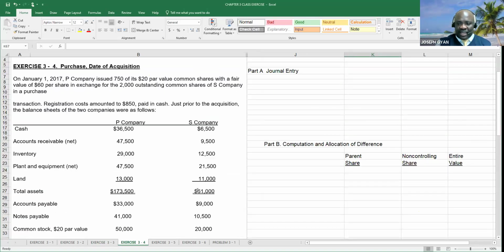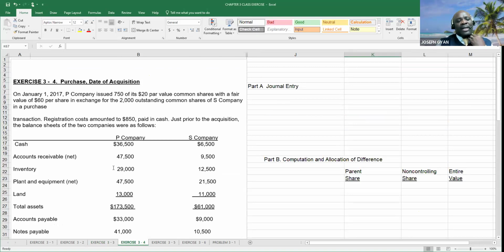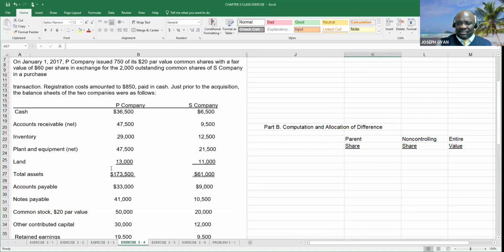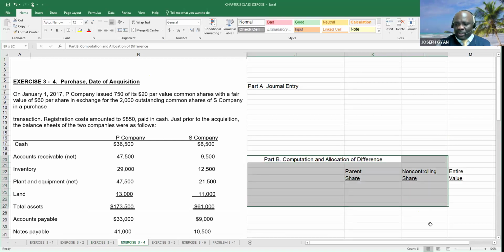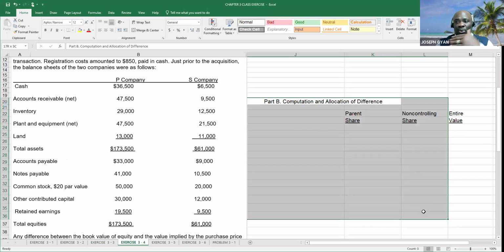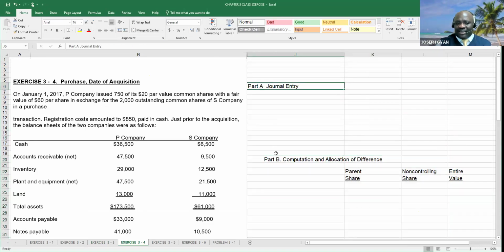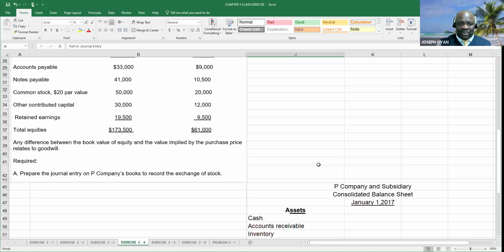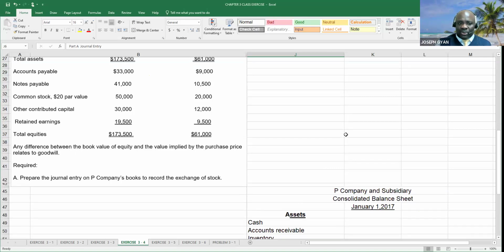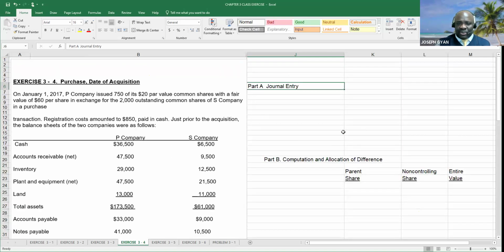If you look at the next one here, they want you to prepare this. Now, this one is not really necessary to do, but I always do it to help the student know where they are going. Once you do the journal entry and elimination, it's okay. Any difference between the book value of the equity and the value implied by the purchase price is related to the goodwill. It should be assigned to the goodwill.